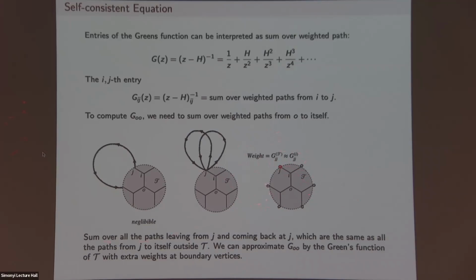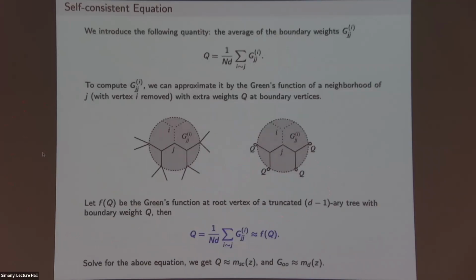So then the Green's function at the root vertex O can be approximated by this picture, the Green's function of this truncated tree, and you attach some boundary weight given by the G_J G_I on all those boundaries. So the quantity we use to write down the self-consistent equation is this quantity Q, which is essentially the average of those quantities, the Green's function at vertex J with the vertex I removed, summed over all the edges ij. They are n times d directed edges, so we normalize it by 1/d.